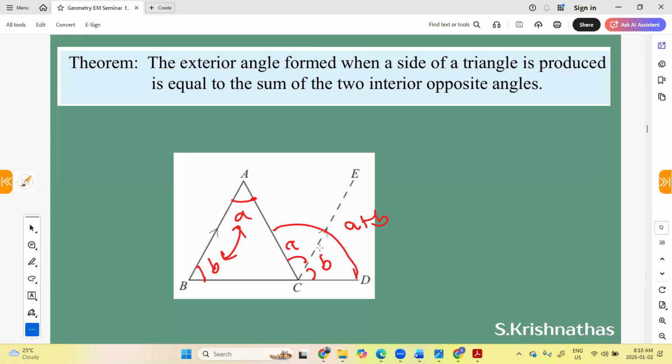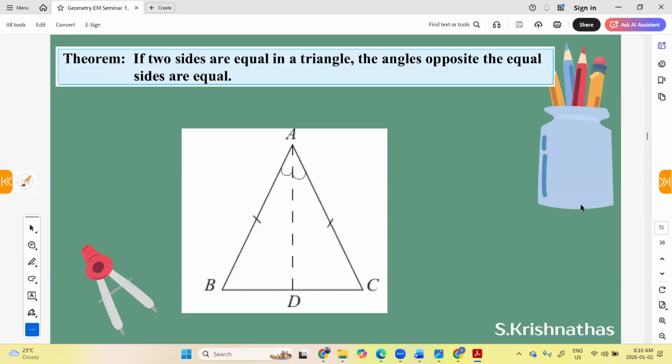Right, next. Isosceles triangle theorem. What is the theorem? If two sides are equal in a triangle, the angles opposite those sides are equal. That means, students, if these two sides are equal in a triangle, opposite of this side is this angle, opposite of this side is this angle. These two angles are equal.